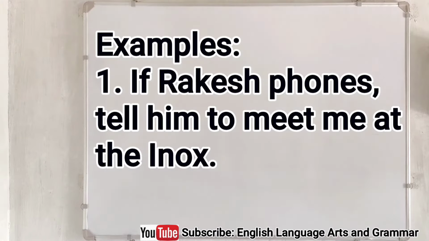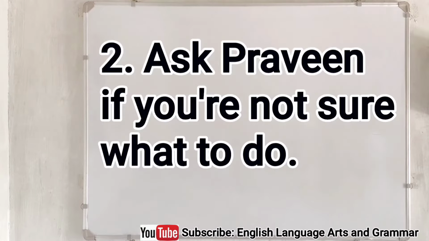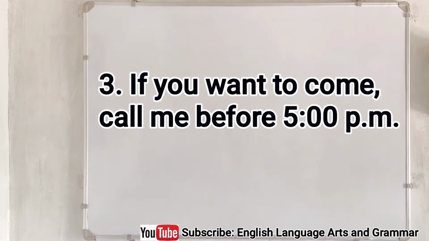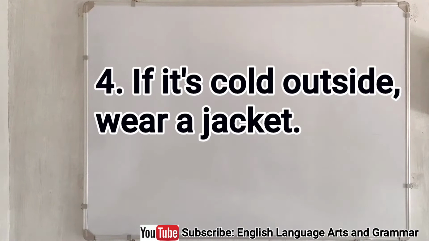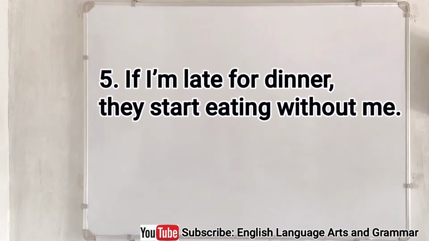If Rakesh phones, tell him to meet me at the Inox. Example 2. Ask Praveen if you are not sure what to do. Example 3. If you want to come, call me before 5 p.m. Example 4. If it's cold outside, wear a jacket. Example 5. If I am late for dinner, they start eating without me.